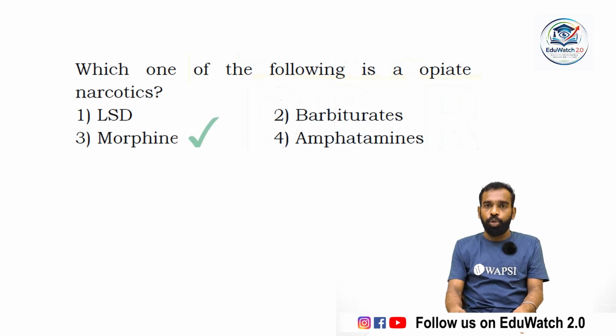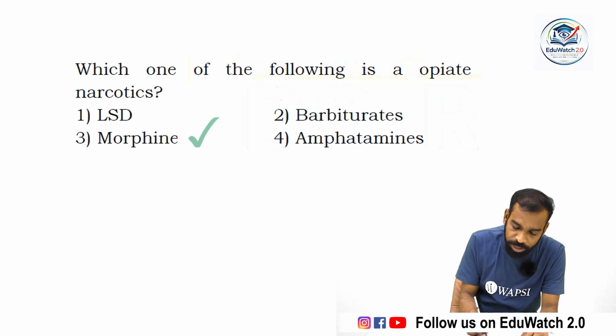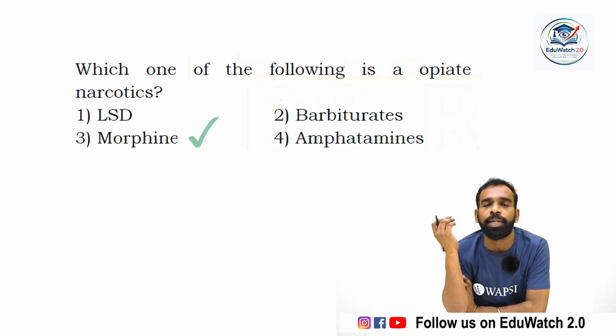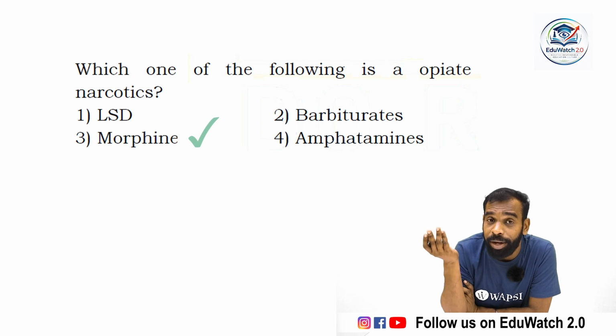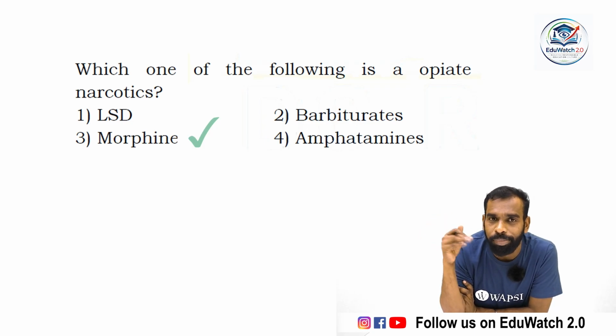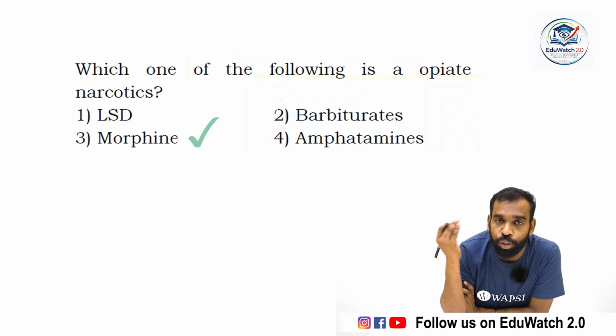Opiate narcotics are used to treat some kinds of diseases. It is used as a painkiller during the time of surgery or during the time of some diseases. It is used as a painkiller, like a treatment process. So morphine is used as a painkiller.